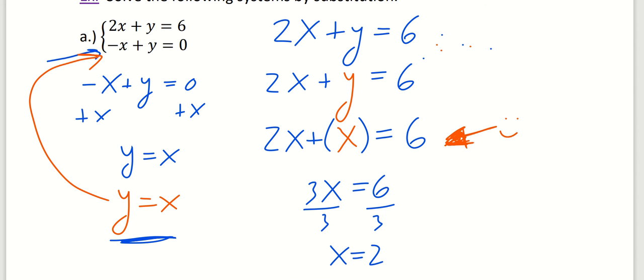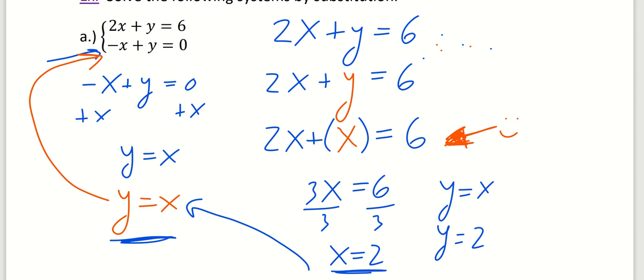Remember, a solution to a system isn't just a value of x or y. It has to be an ordered pair. Now that we know the value for x, we can plug that into our substitution equation to find the value for y. We know that y is equal to x. So if x equals 2, that means that y also equals 2. So this gives us our solution. Our ordered pair is going to be (2, 2).